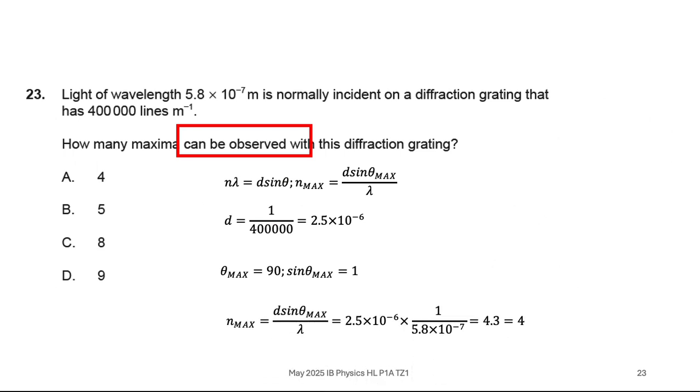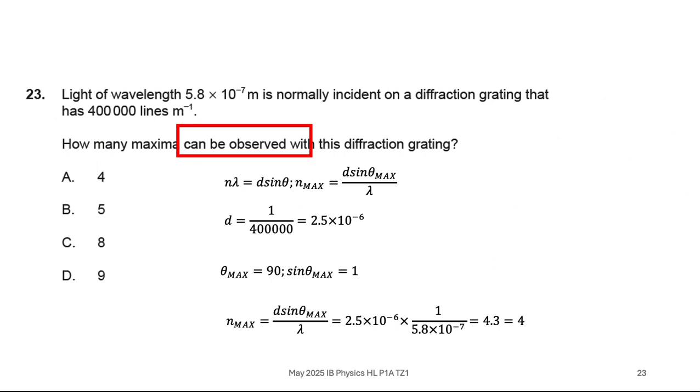That's going to be 2.5 times 10 to the 6, times 1, which is sine theta, and we're going to divide by 5 times 10 to the minus 7. Now, this is where you have a little job to do. Firstly, there's a few little steps here. Firstly, we've got 4.3. Now, fortunately, this is a number close to the whole number. All right, but what we have to do in this case is always round down.